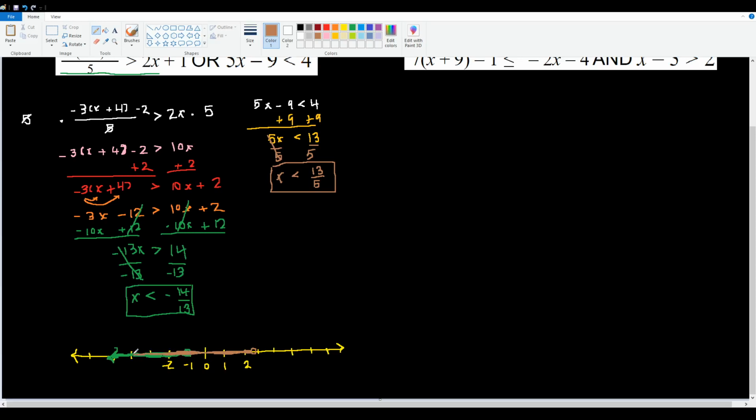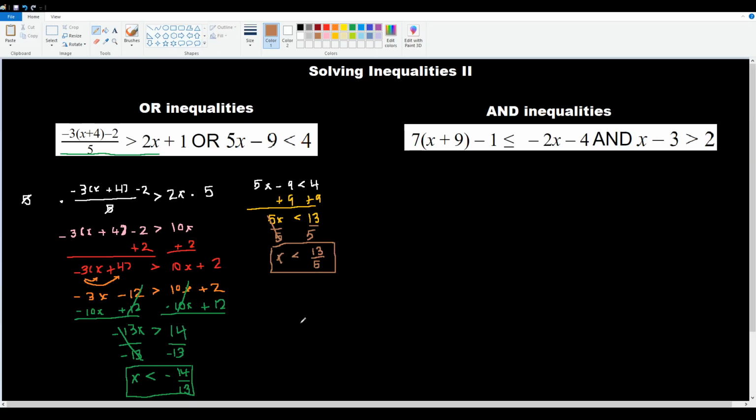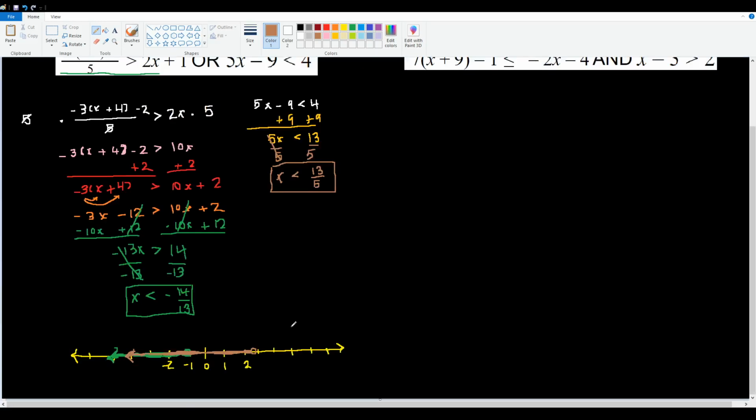The thing here that makes it different from an and inequality, as I said earlier, is that you don't have to satisfy both conditions at once. You just have to make sure you're satisfying one of them. So what do I mean by this?